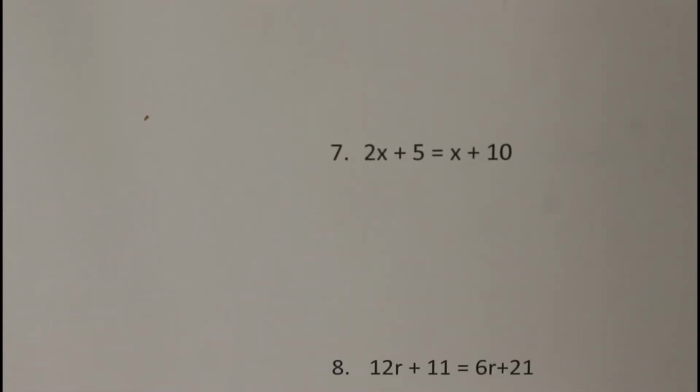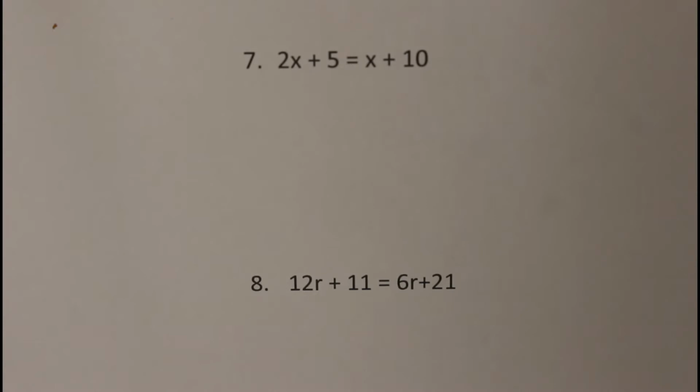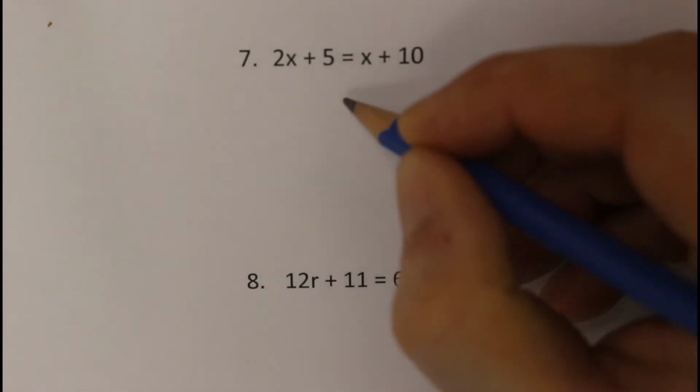Okay, let's do number 7 next, because that is a question with variables on both sides. Variables on both sides, which is kind of hard. With those ones, you want to start by putting all the variables on one side, and then you'll have a 1 or 2 step equation after that. So I always like to move my variables from the right-hand side to the left-hand side. So let's do that first.